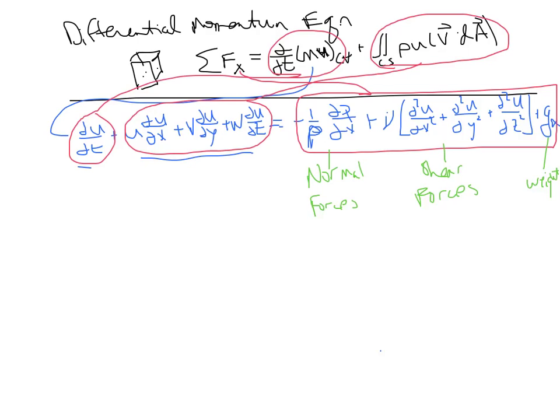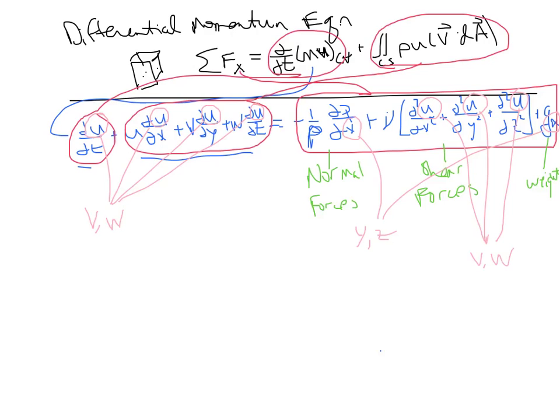Now this is just the x component. In the y and the z directions, what we would have to do is change a few elements here. And I'm going to circle in pink what needs to change when we switch components. And so these four u's on the left-hand side would become v or w for the other components. The d by dx and the g sub x become y or z, and then finally in the shear forces it's these velocities that would become v or w.